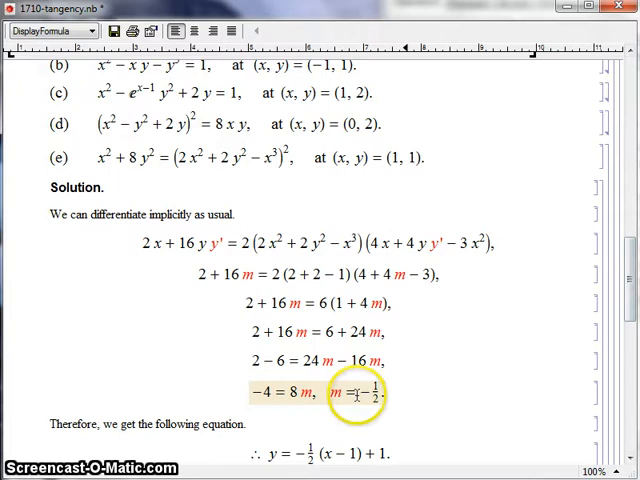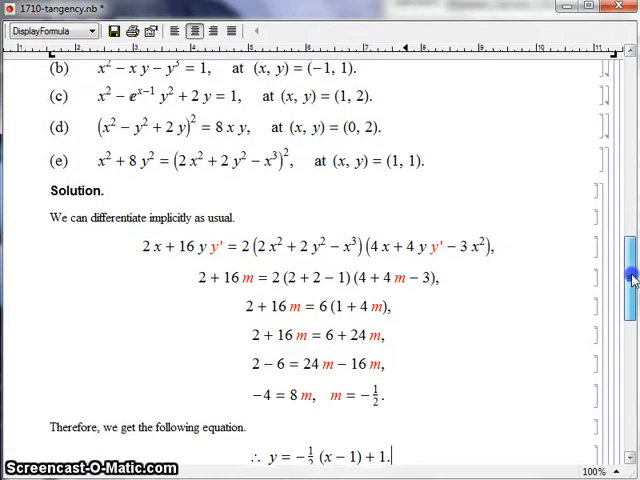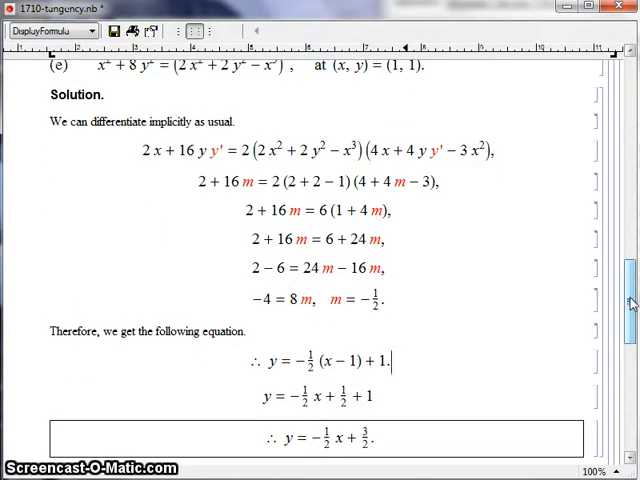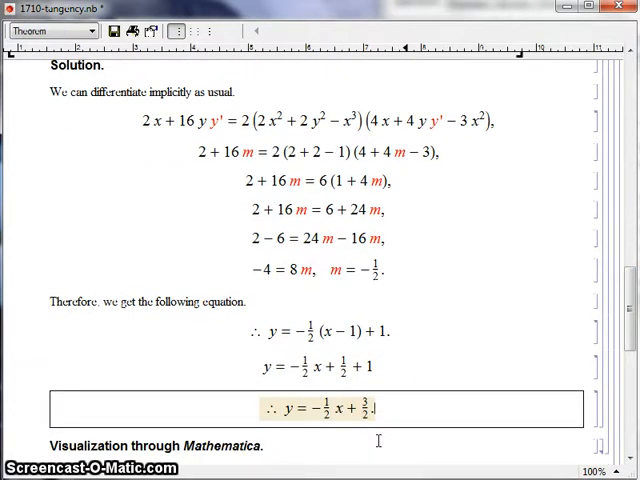After plugging in, this is just basic algebra, no problem there. So from the slope point equation, slope, and then -1 plus 1, we have equation of the tangent line. The problem asks us to find out slope-intercept equation, so break up the parentheses, and then we are going to get slope-intercept equation.